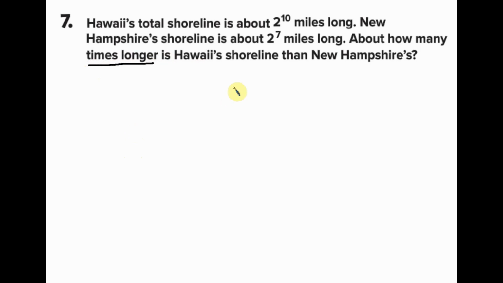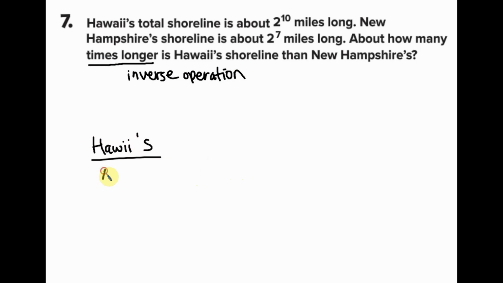If I want to find out how many times longer, you're going to use inverse operation, such as the inverse of times is going to be division. So we're going to divide them. I'm going to divide Hawaii's shoreline over New Hampshire's. Let me just write NH. In this case, Hawaii's number was 2 to the 10th power. So definitely Hawaii is longer, where New Hampshire has only 2 to the 7th power.